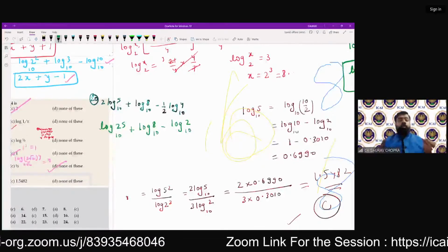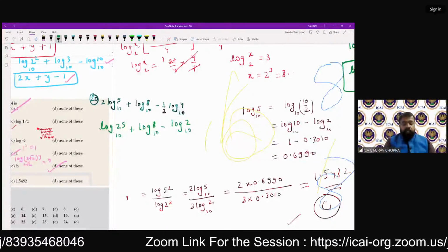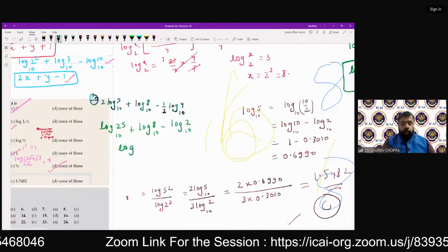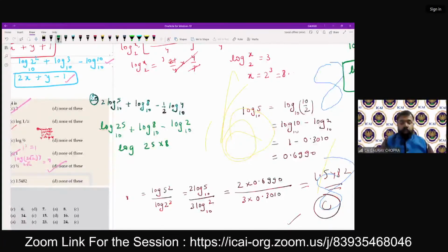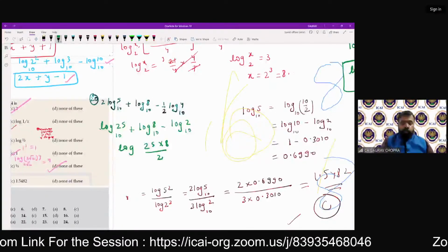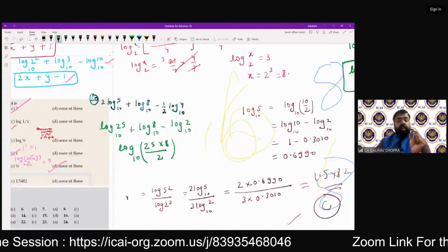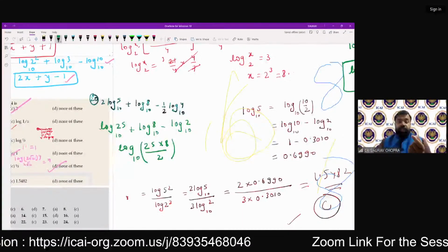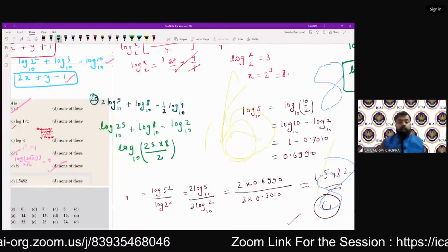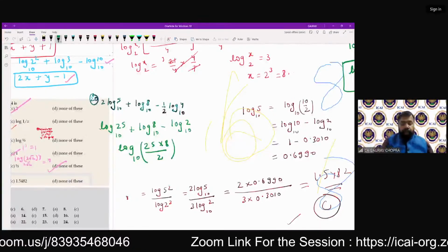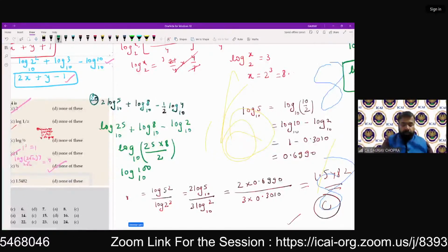Now applying property number 1 and 2, that is the addition property and the subtraction property. So addition: log of 25 multiplied by 8, and the subtracted value will go in the denominator, that is divided by 2, base 10. So 25 and 8, because both are positive, stay in the numerator. 2 is negative, so it will come into the denominator. So 25 multiplied by 8 is 200, divided by 2 is 100. So log of 100 base 10.